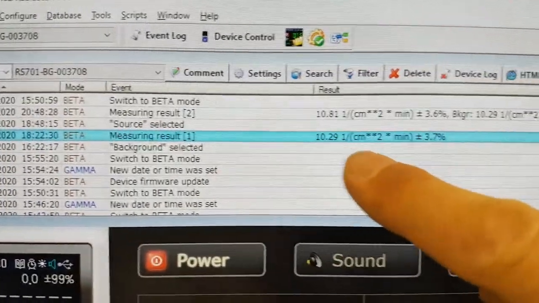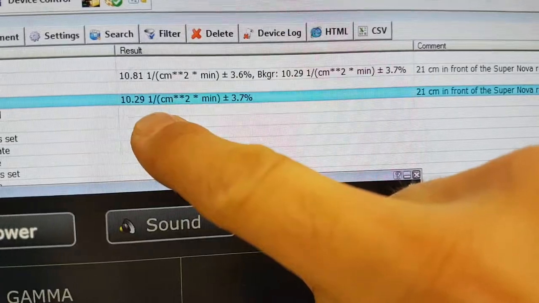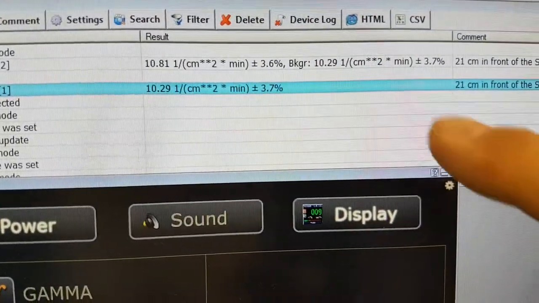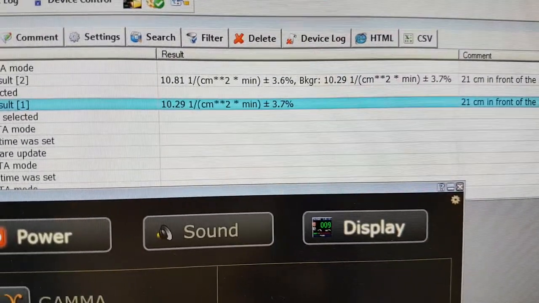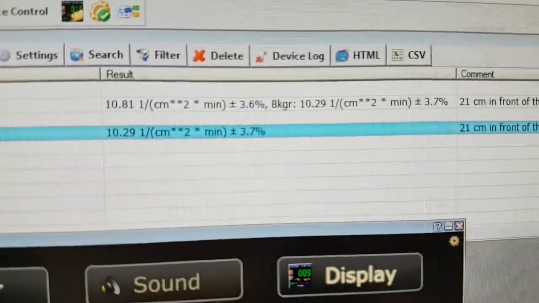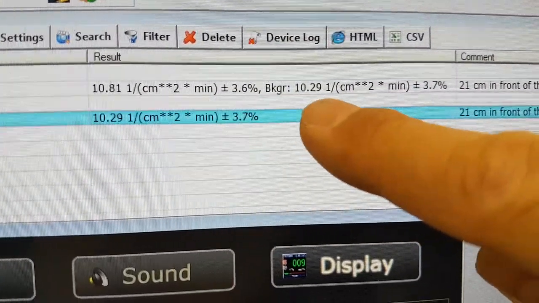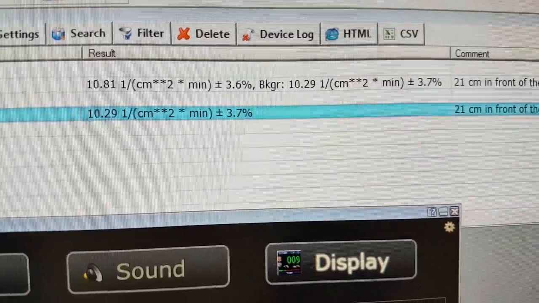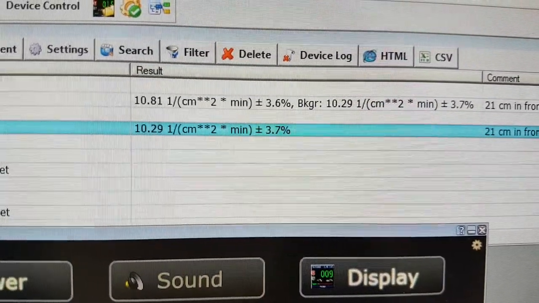Now what you can see up here is where I had the measurement result for just the background. It gave me 10.29 per centimeter squared per minute on average for a sample of 2 hours, and I think that is plus or minus 3%. With the plate removed, what you see is 10.81 with a variation of 3.6%, with the background at 10.29. So there's a slight increase with the cover removed, and that's not surprising. So we're going to have a look at what the cover removed looks like, and other controls that we will do now.